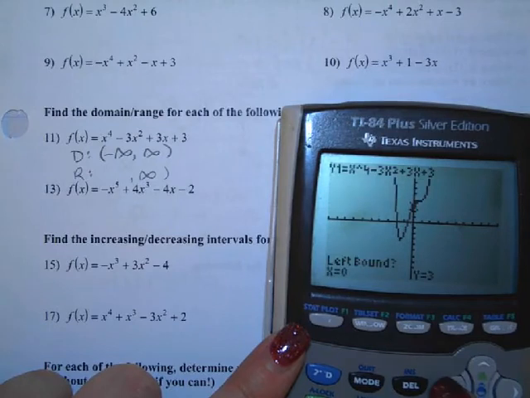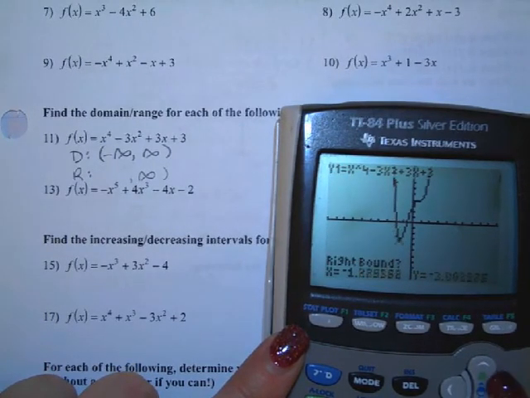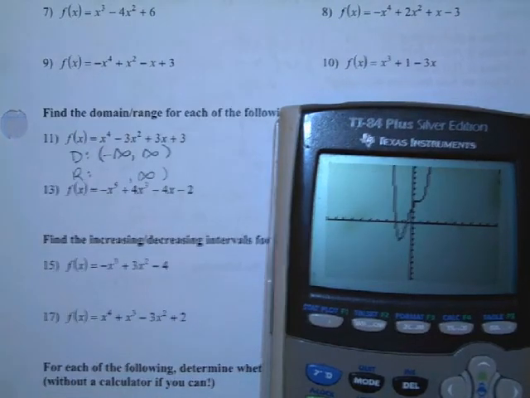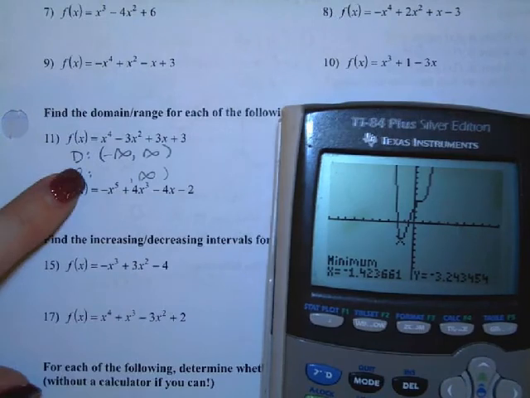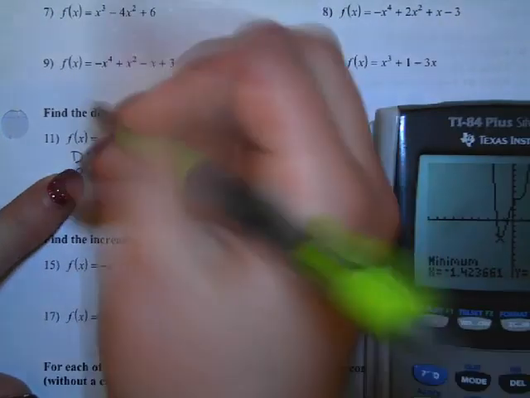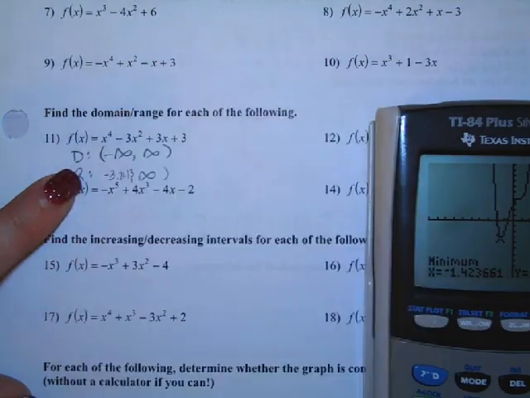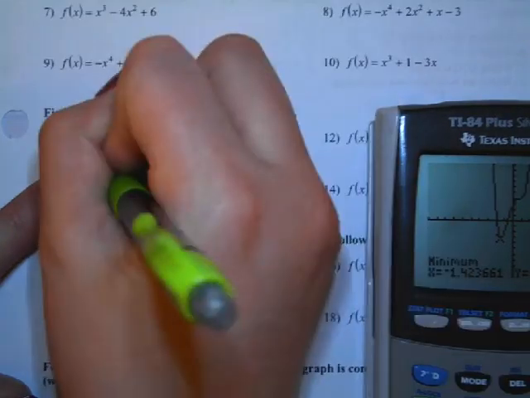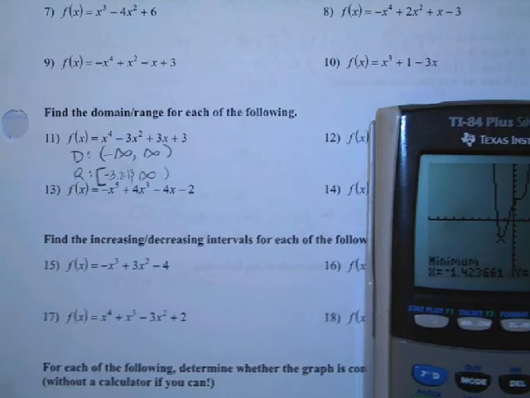So I'm going to do the left side of the valley and the right side of the valley. And when I find the minimum, am I using the x-coordinate or the y-coordinate to describe the range? The y-coordinate. So -3.2243. Did not leave enough room. Bracket or parenthesis? Bracket. Okay.